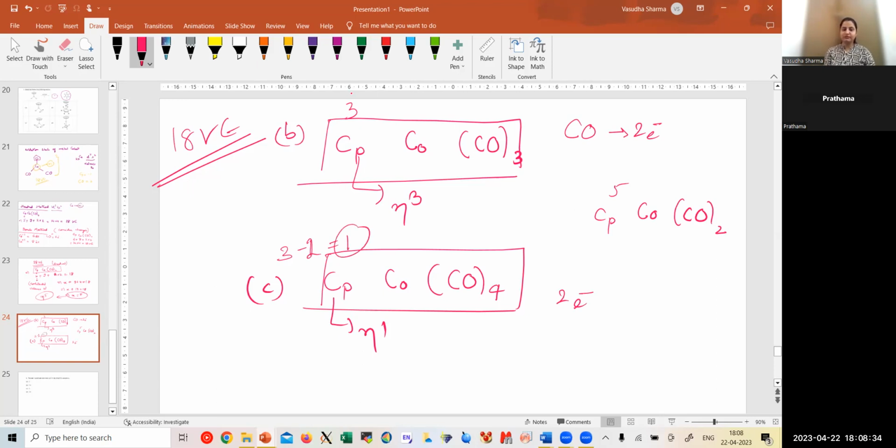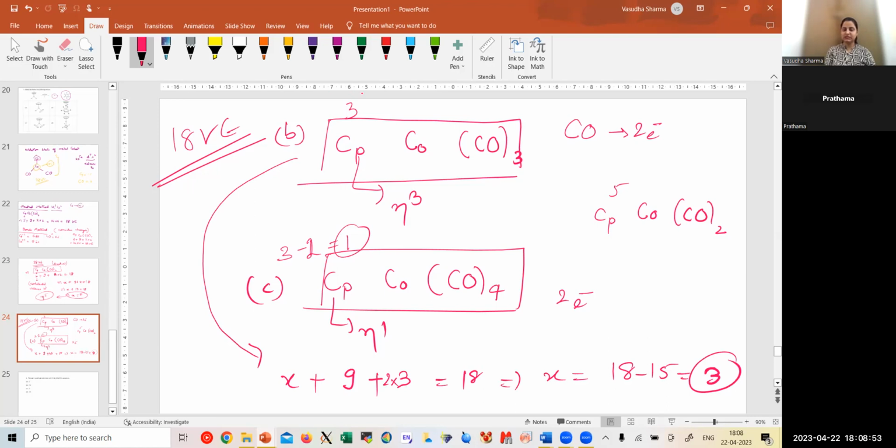If not, then we need to calculate through the total valence electrons. So the Cp contribution we still don't know. Cobalt will give 9, and the carbonyls will give 2 into 3, that is 6, total 18. X becomes 18 minus 15, that is 3. So that's why it is eta 3. And in this particular case, it would be X plus 9 plus 8 equals 18, so X equals 18 minus 17, that is 1.